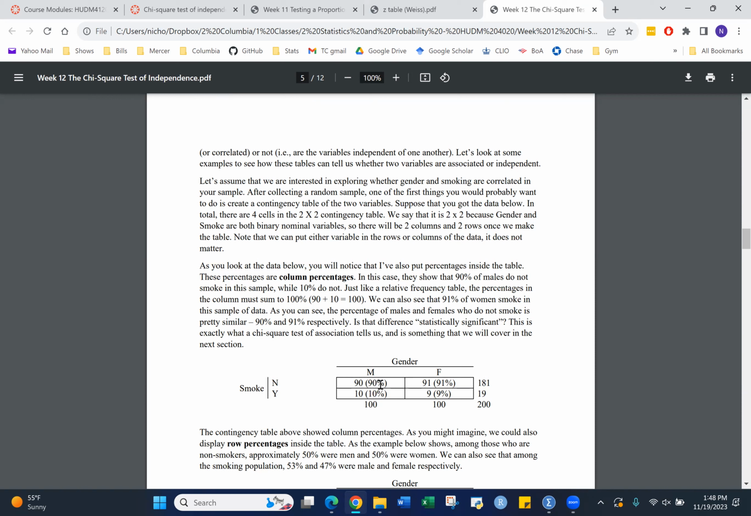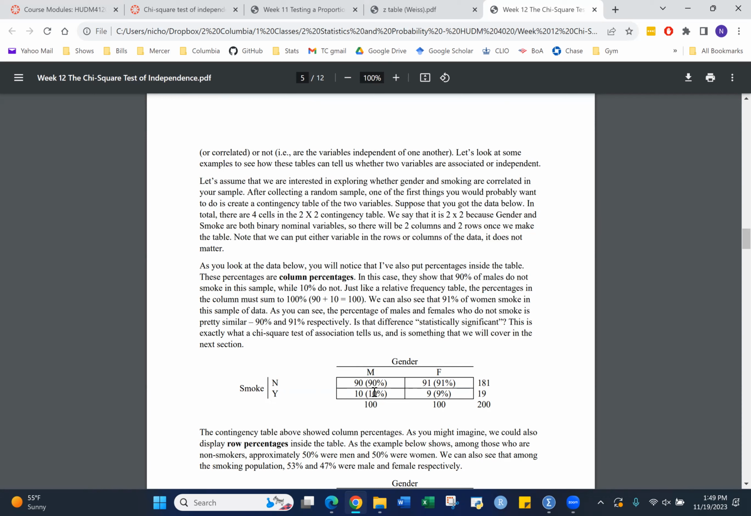So you can tell here, it's really helpful because I can see that 90% of men do not smoke, and 91% of women do not smoke. So I would say that's pretty comparable, right? Doesn't really seem too different. If I were to resample 100 males and 100 females, I would expect to get about the same thing. And because of that, if I conduct a chi-squared test on this data, I wouldn't expect it to be statistically significant, right? The proportions between males and females who smoke aren't that different, 9 and 10%.